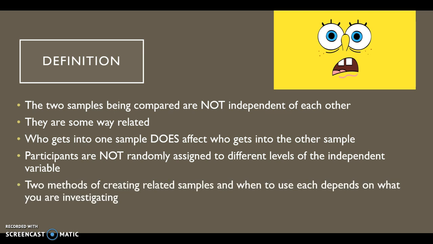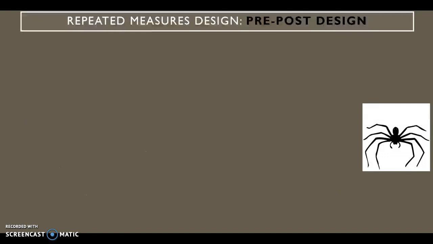There are two major ways to make related samples, and then within each one of those major ways, there are two ways. So we're actually talking about 4 different research designs, and all of those are related samples. So let's first look at the repeated measures design. One way of doing a repeated measures design is called a pre-post design.